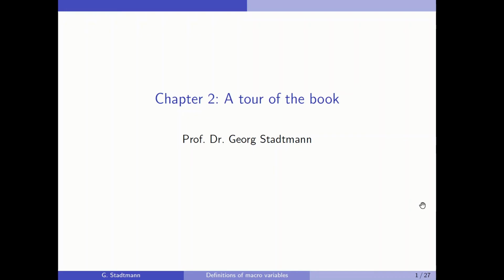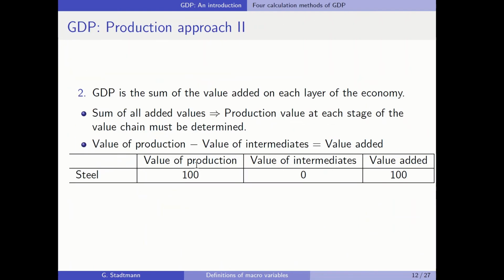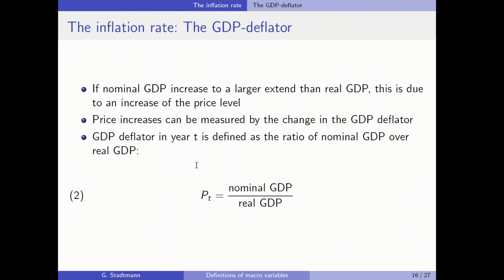Welcome back to class. We are in chapter 2 and we are defining important macroeconomic variables. In the first part of this lecture, we have talked about GDP and we defined GDP. And now we will talk about the inflation rate and the unemployment rate. As you can see here, we have two different ways to define the inflation rate. One is the GDP deflator and one is the consumer price index. Let's talk about these two different concepts and start with the GDP deflator.